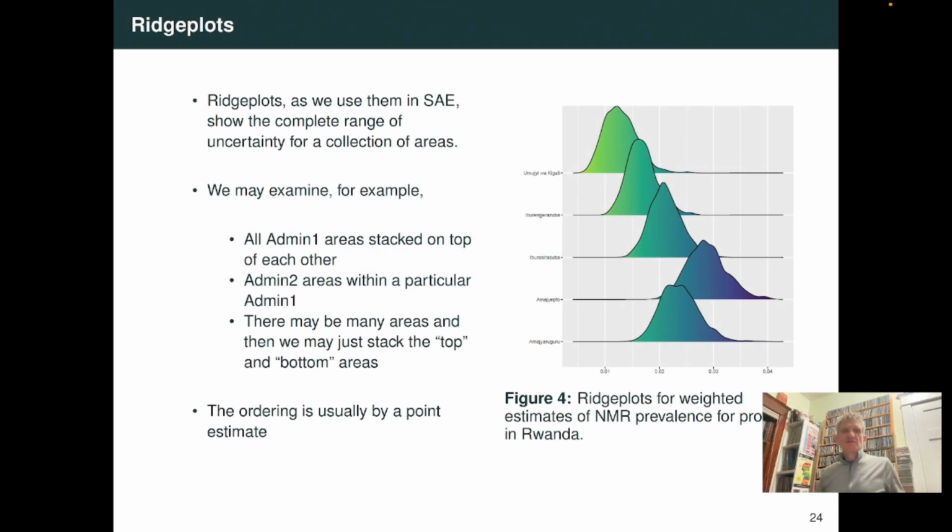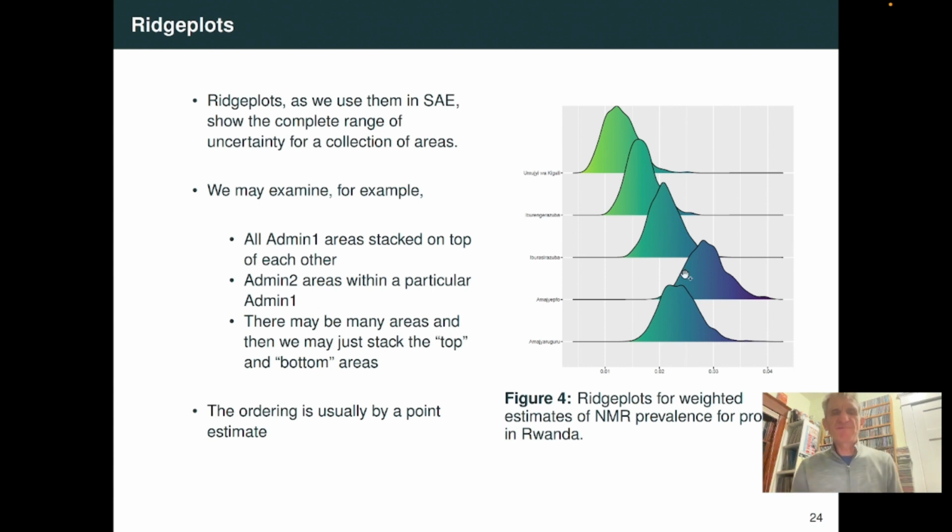Finally, on this section, ridge plots, as they're used in small area estimation, show the complete range of uncertainty for a collection of areas. And there are many different ways we can use these. So, for example, we can look at all the admin 1 areas stacked on top of each other. As a prelude to what's to come, here's such a plot for Rwanda with the 5 admin 1 areas, and this is for neonatal mortality. So the highest rates are in this area here, the lowest here in Kigali. But there's quite a lot of uncertainty you can see from the overlap in these distributions.